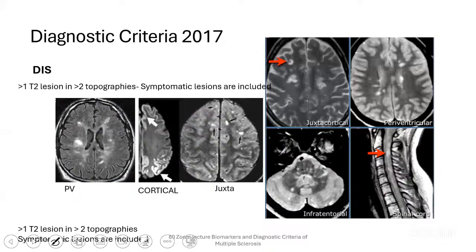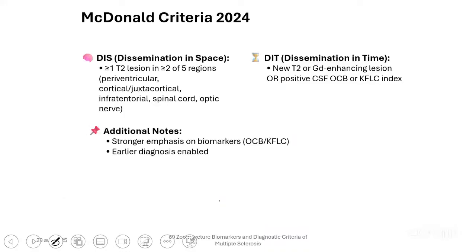So you can see the periventricular lesions, the cortical lesions, the juxtacortical lesions, which are seen here and here also, and more than one T2 lesion in more than two topographies, that is spinal cord also. So this we have already said, and we are not going to discuss.